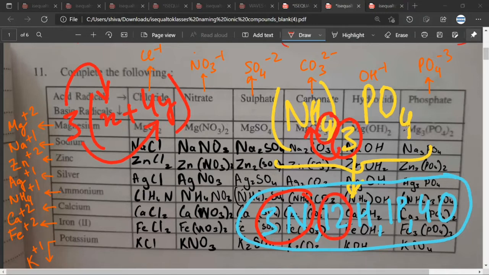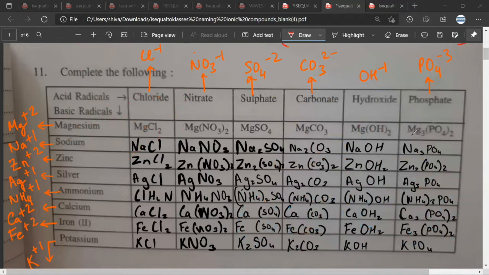This 4 is only with oxygen, so that is why we have 4 oxygen, and below phosphorus there is a 1, so that is why there is 1 phosphorus. So that is clear. Yes, sir.